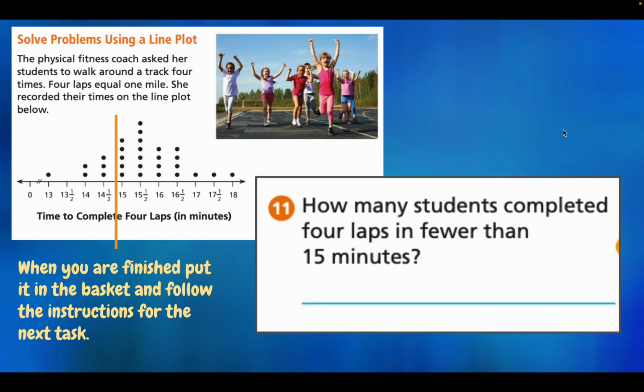All right, when you're finished, put it in the basket and follow the instructions for the next task.